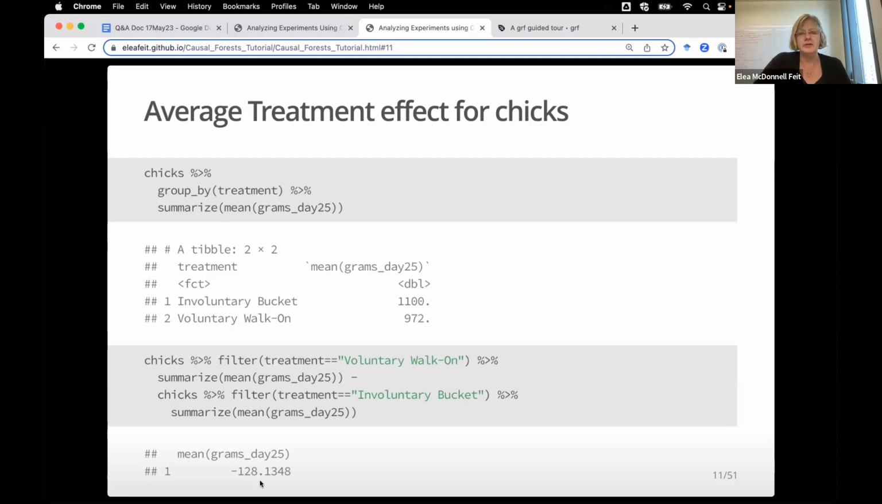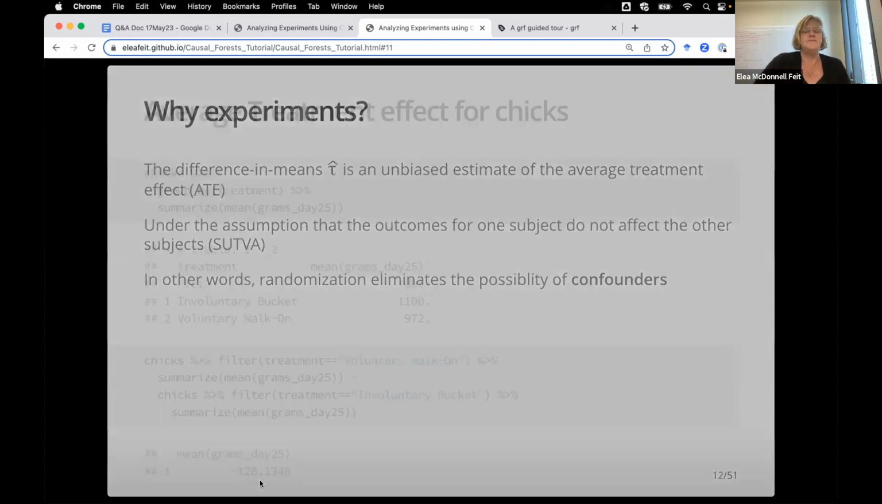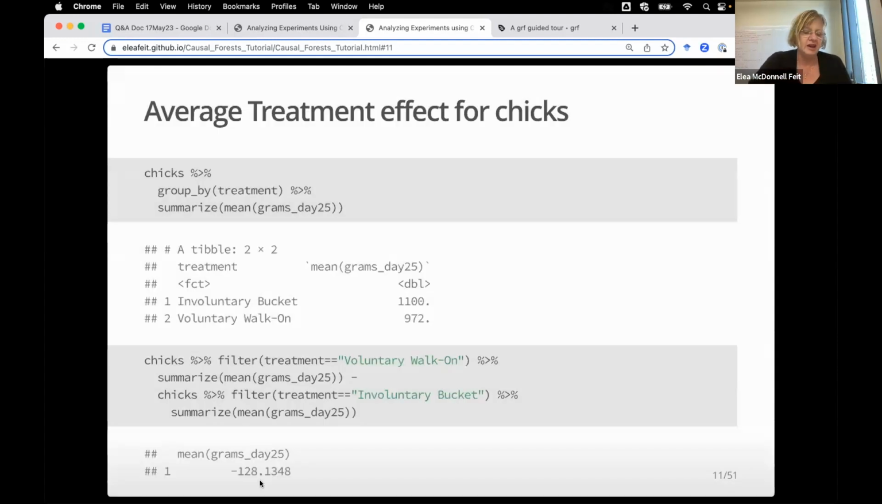I'll give you a preview. The data set's very small, right? So, sorry, I didn't mean to split the slides. You'll see in a minute that the data set's very small, and so it's hard to interpret this outcome. But at its face, we're seeing that those ones that were scooped up in the bucket gained more weight by day 25.